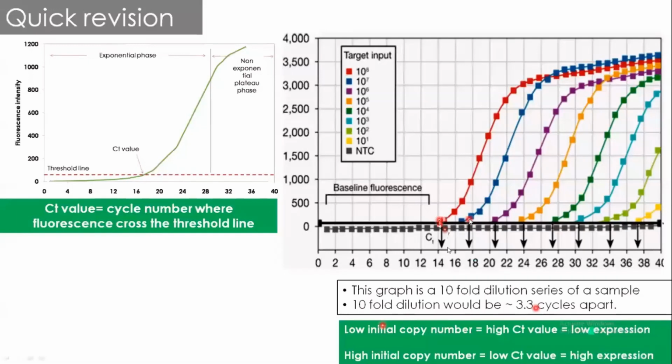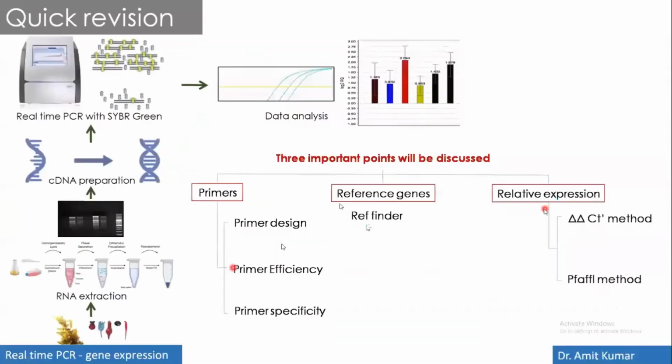Three important points to be discussed are the primer, how you can design for primer efficiency and primer specificity; the reference gene, where we will check how we can find a good reference gene; and then conducting the relative expression using the delta-delta CT value and the Pfaffl method. First step is to design the primer.